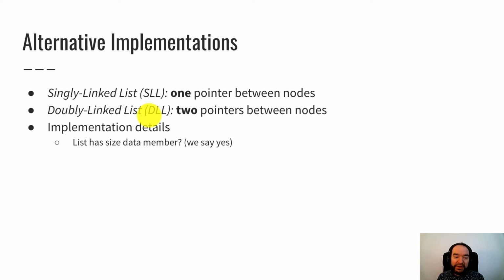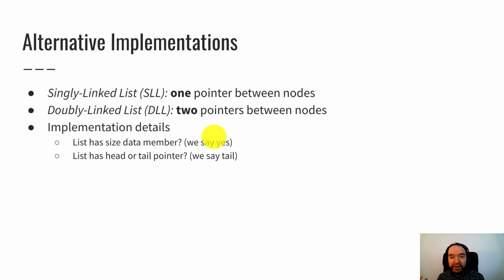There's some implementation details within the world of singly linked lists. For one thing, does the list have a size data member? We say yes, which means you can get the size of the list in constant time. We could say no, which would make the list take less space, but it would take linear time to compute the size. You'd have to count all the nodes in a loop.